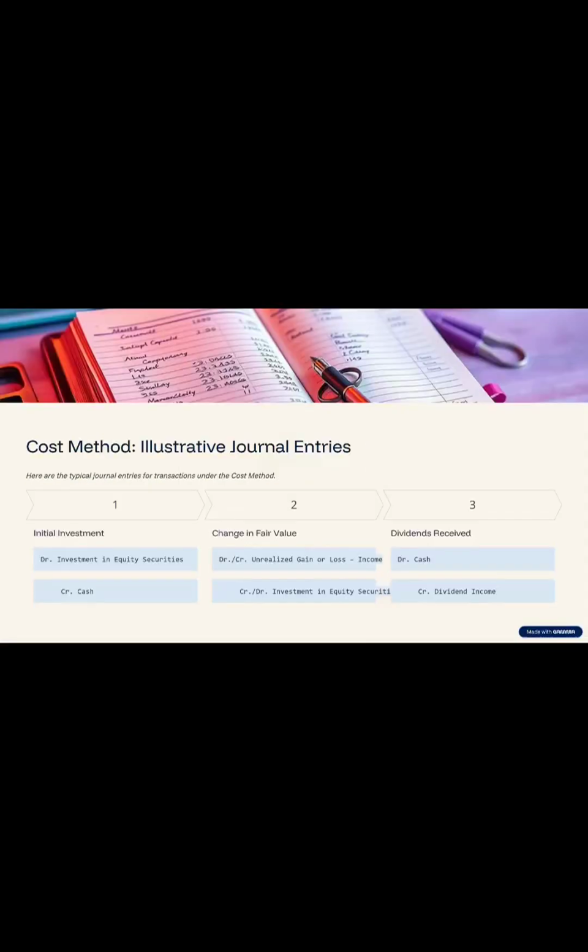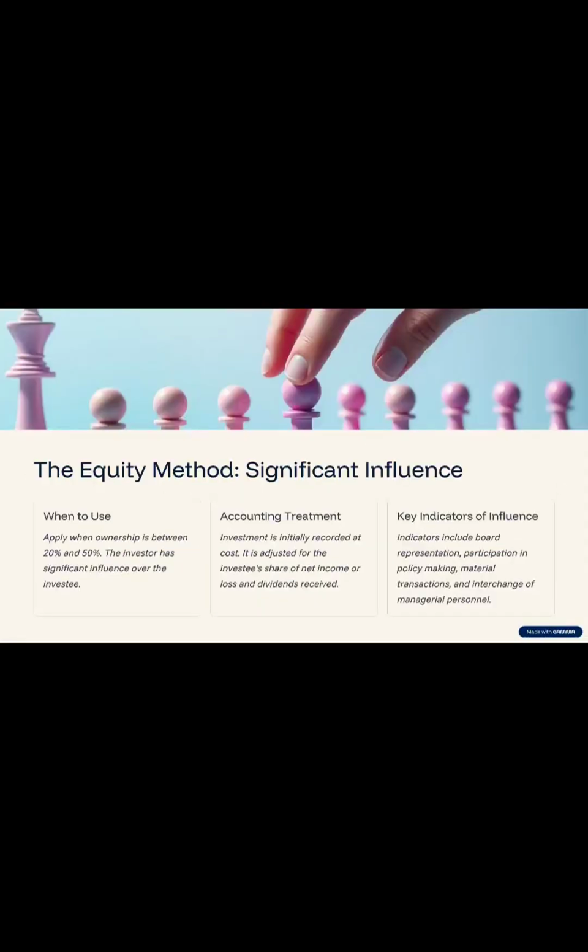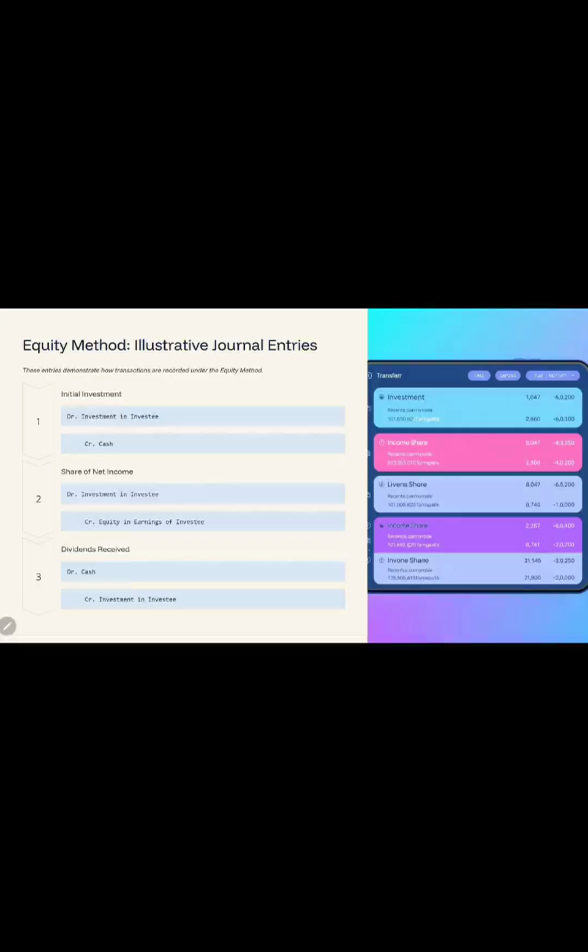So the entries, we explained them already in detail. The equity method, we understood that it is 20% to 50%. Accounting treatment, we have seen through the entries. The initial investment is the cash investment. Second entry, we have seen when the share of net income is recorded, investment debit, credit to equity in earnings, or earnings in equity. And when the dividend is received, cash account debit to investment account.